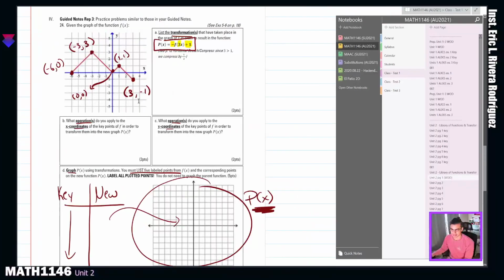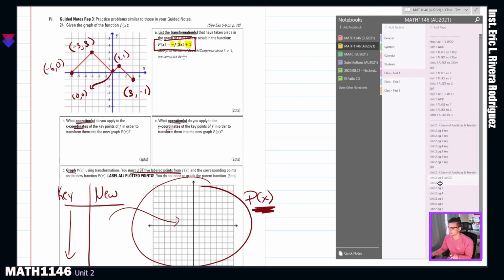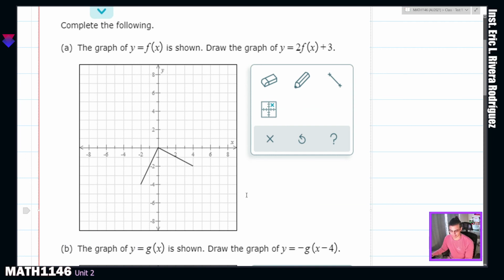This type of exercise is one where we have a graph. We need to identify some key points. We will have a new graph based on what we have. We need to identify the transformations and the operations on the coordinates, and then label the key points and the new points. So we are going to do that first.